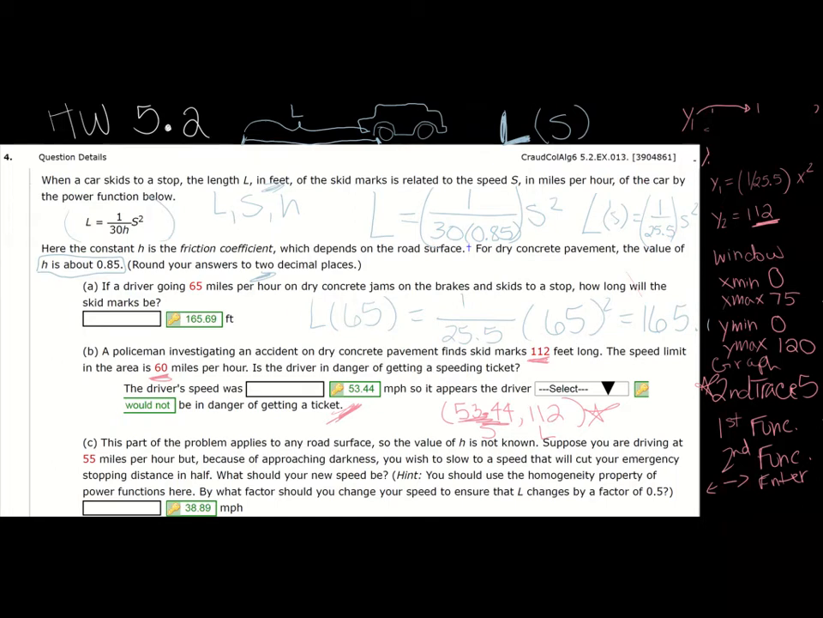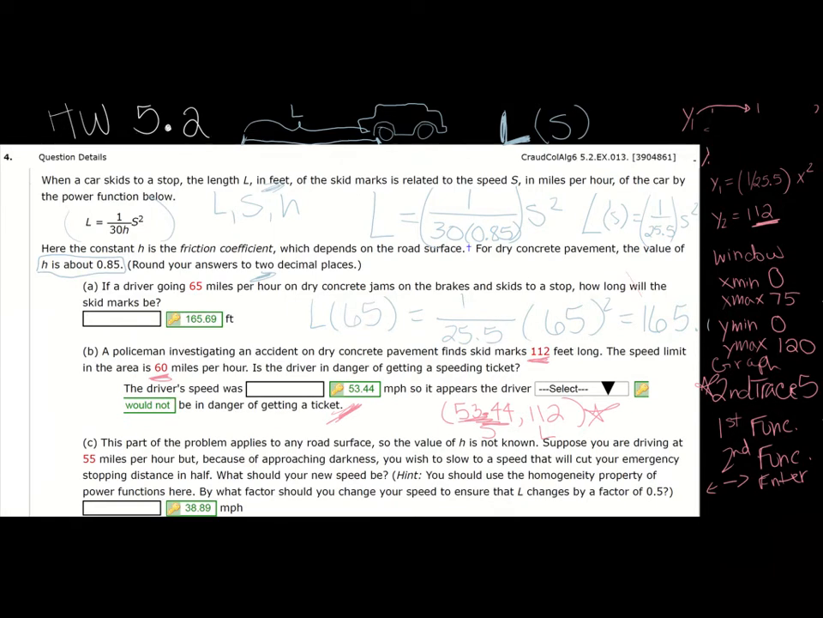When I was working with another student, their speed limit in the area was 50 miles an hour. So if the person here was going 53 miles an hour in a 50 mile per hour zone, they would have been in danger of getting that speeding ticket.